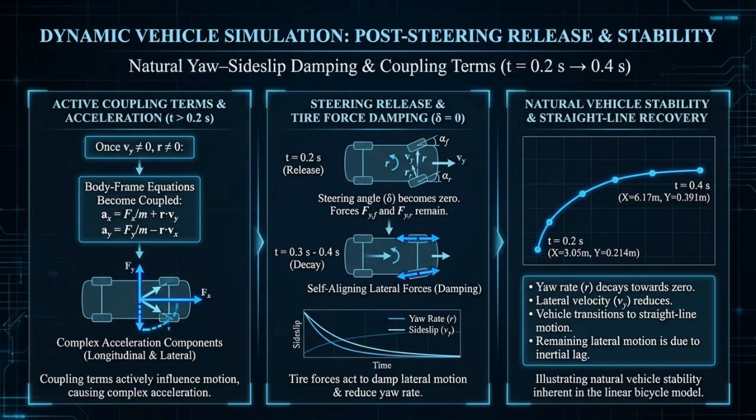Once lateral velocity Vy and yaw rate r become non-zero, the body frame coupling terms activate, injecting additional components into both longitudinal and lateral accelerations. After the steering input is released, the tire lateral forces naturally realign the vehicle, reducing side slip and yaw rate. This self-correcting behavior demonstrates the inherent damping and stability predicted by the linear bicycle model.